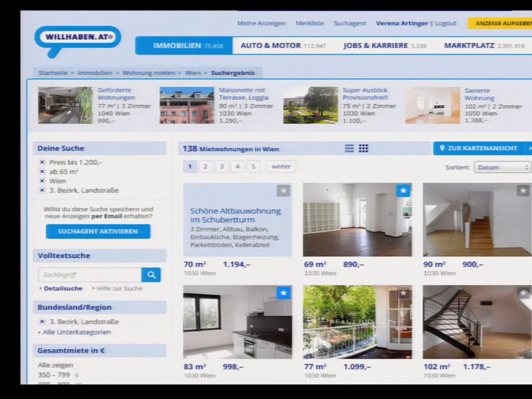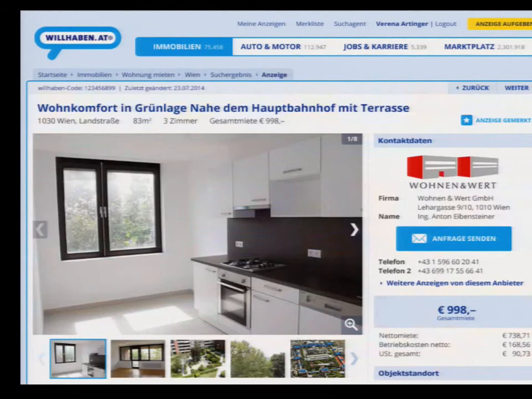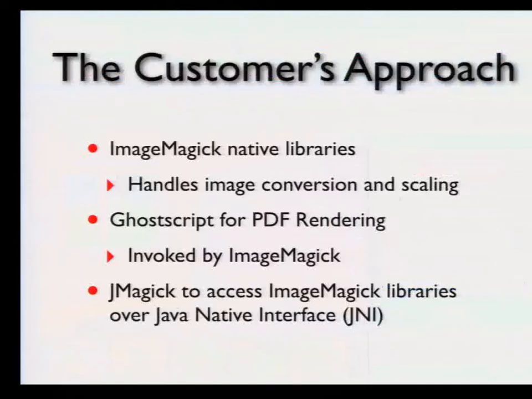Okay, a few words about my customer. I work for Willhaben.at. So when we talk images, we are talking about scaling, resizing user-uploaded images. To give you a few impressions, on the marketplace we have 2.5 million classified ads. Each ad usually comes with an average of 2 images. So we're talking about 5 to 6 million images resized every month. So that's about the advertisement spoiler.